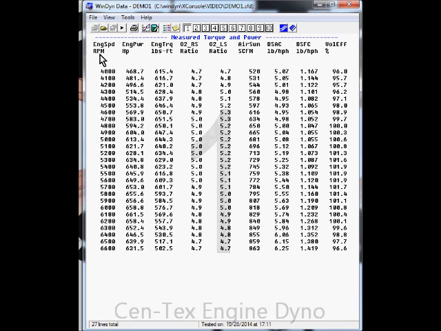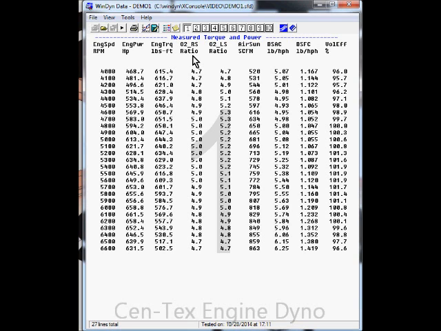As we talked about, the engine speed is located in the left-hand column. This pull was at 4,000 RPM to 6,600 RPM. It was done at 600 RPM per second. The next column is engine power, horsepower. This is a measure of what the dyno actually saw at that time, on that particular day, with those atmospheric conditions. Same with the engine torque, it was what was measured that day.